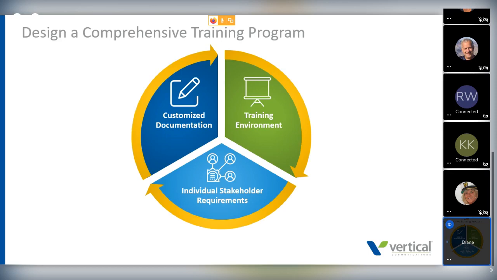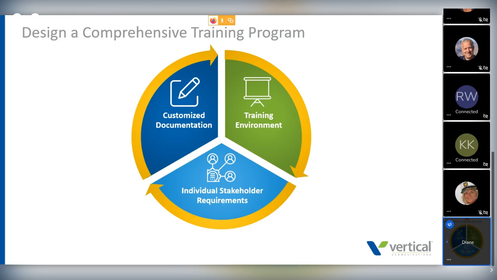Secondly, you need to look again at who your stakeholders are and what their training requirements are. Well, who are they? Agents, trainers, supervisors, quality assurance people, analytics people, managers. They may all have different requirements for training, and you need to involve that in a very comprehensive, well thought out training program.